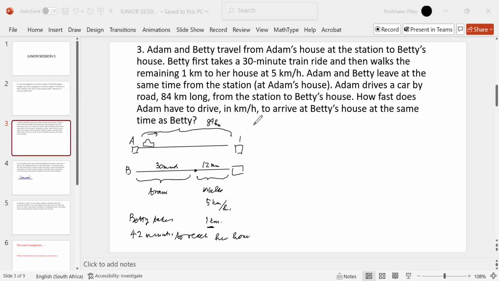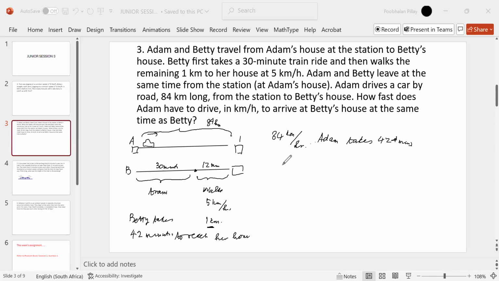All right. Now let's just try to understand that. He's traveling at 84 kilometers per hour, 84 kilometers in 60 minutes. Right? And he wants to arrive at Betty's house at the same time as Betty. They both leave together. Betty takes 42 minutes. So he will also take 42 minutes, because they reach the home together. They leave together and they reach. So Adam also will have to take 42 minutes, as Betty does, because they reach at the same time.